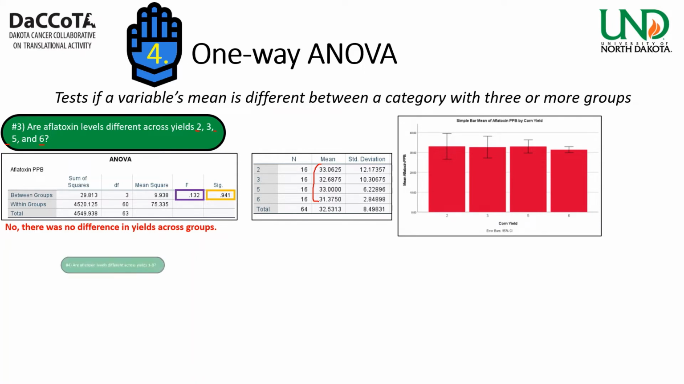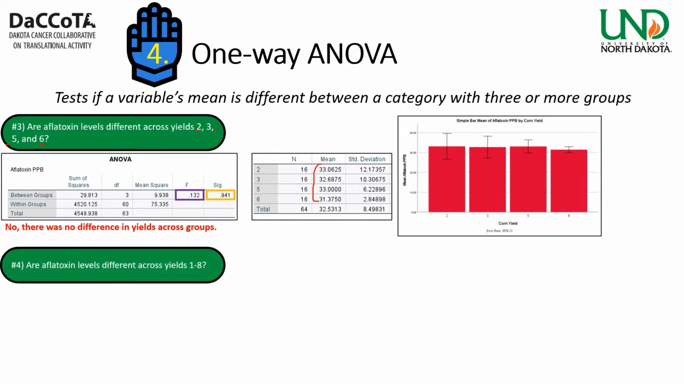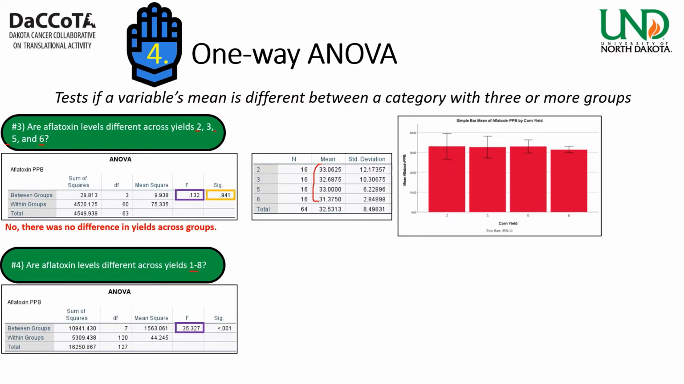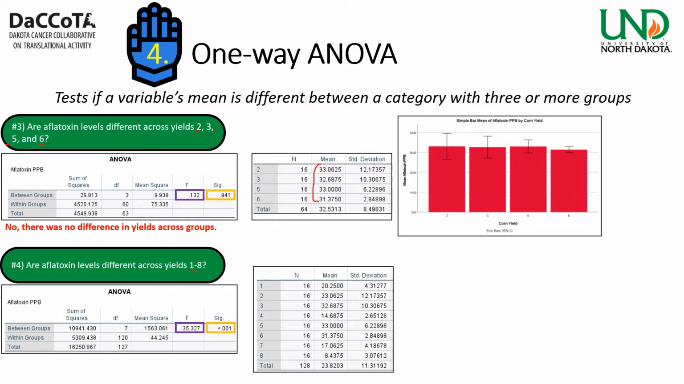Pulling back here, let's just look at every yield, yield 1 through 8. And this is significant, unsurprisingly, because we saw some differences in subsets of yields. And we can see here with the descriptive statistics, again, I'm not going to show the comparison table because it's so big. Comparing all these groups, it would just take up the whole slide. But we can see that it ranges from the smallest of 8 something to like the 33s.